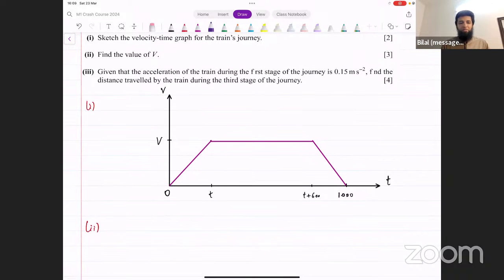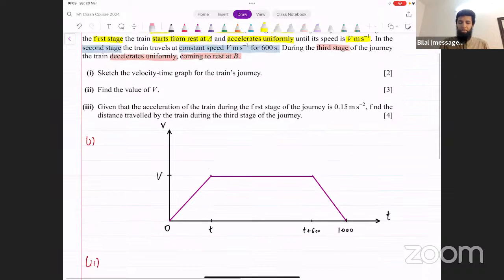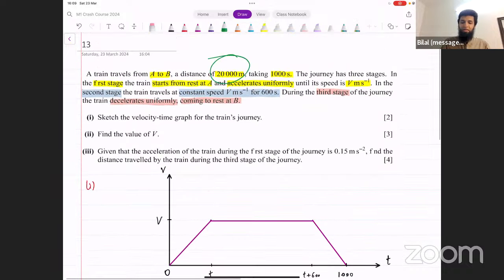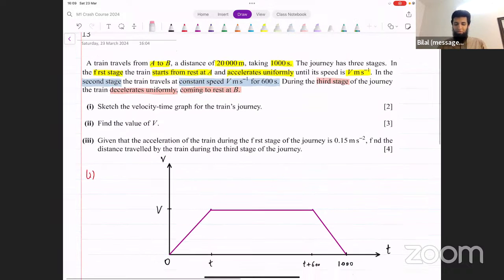How do you find displacement from a velocity time graph? It's the area under the graph. The object, the train, is only moving in one direction, right? Because the velocity is positive throughout. It's not changing direction. That means displacement is going to be the same as distance in this question, right? So you can just find the area under the graph and put that equal to 20,000, and that should give you the value of V. Okay, let's try that.